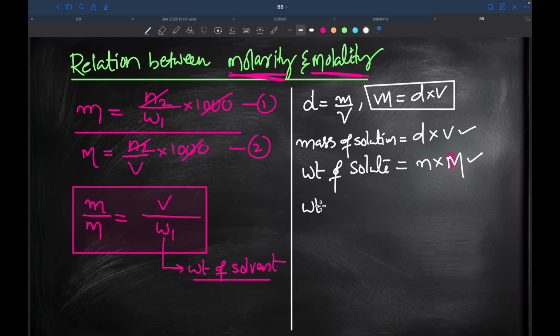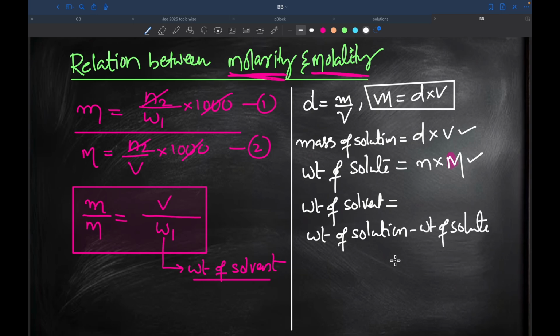So that is weight of solvent equals weight of solution minus weight of solute gives me the weight of solvent. Weight of solution can be calculated by density into volume. Weight of the solute can be calculated by n multiplied by molar mass. So let us write the formula here, it fits, and that becomes the same relation, right?